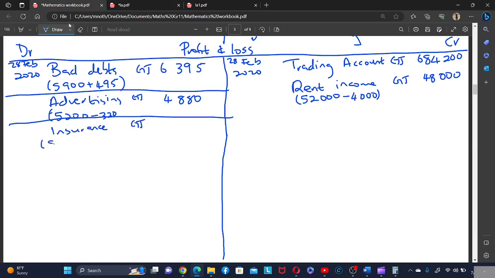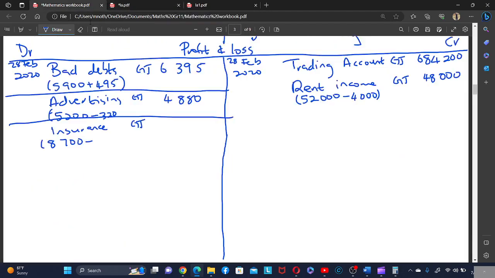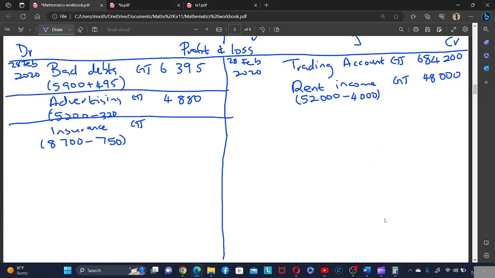Insurance, it's 8,700. So we paid the insurance of the next financial year because we paid for 1 month in advance. Okay, so we must go to the insurance and subtract this 750 because it does not belong in our financial year. 8.7 minus 750, that is going to be 7,950.